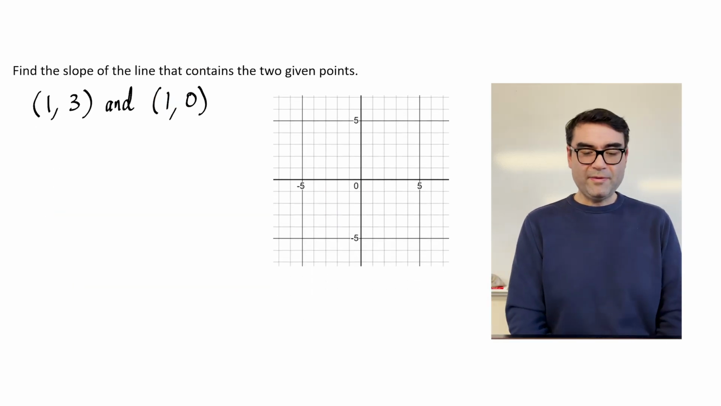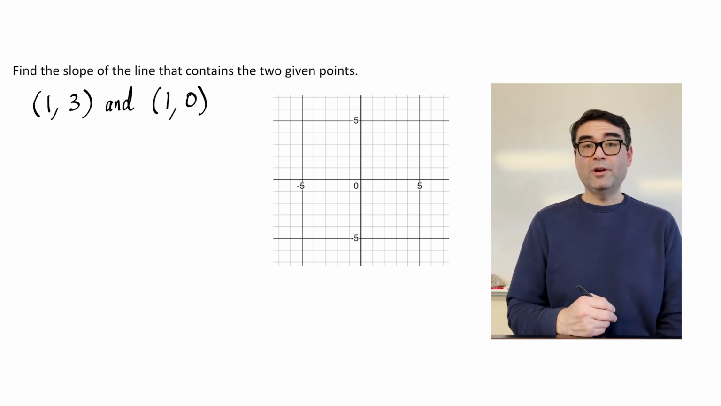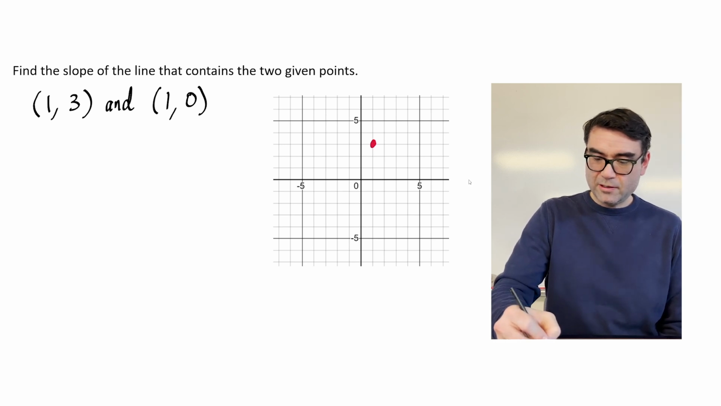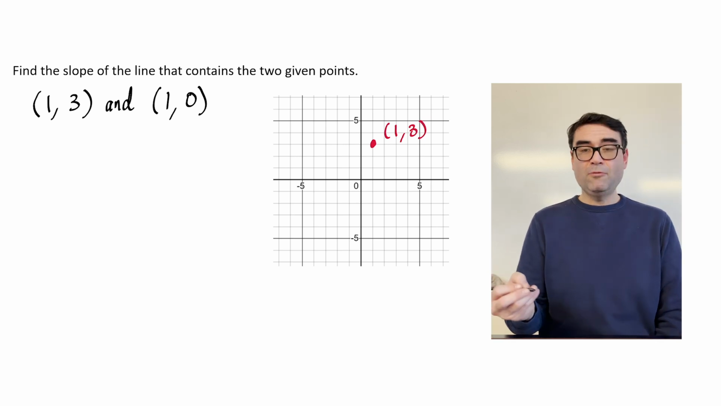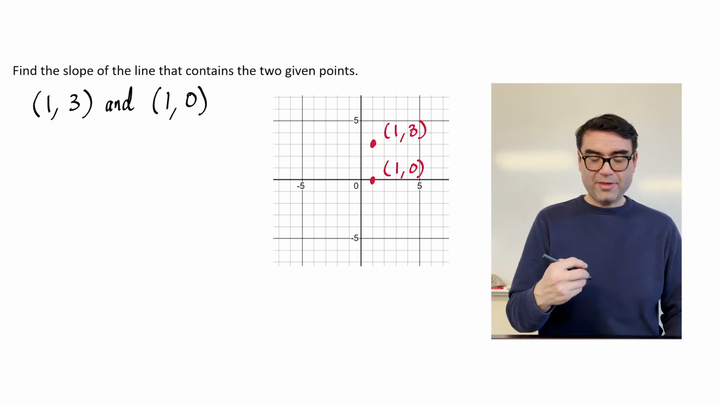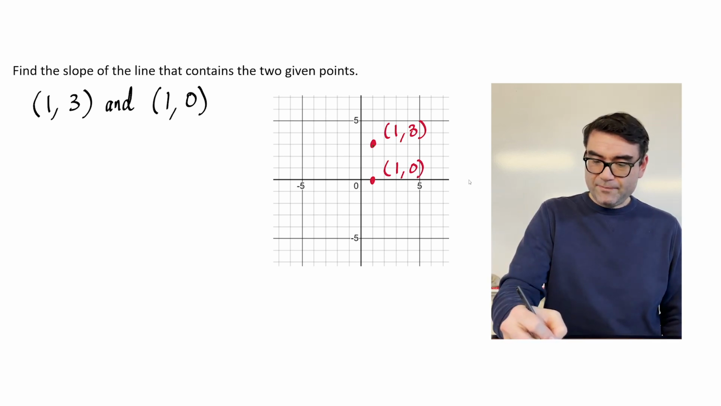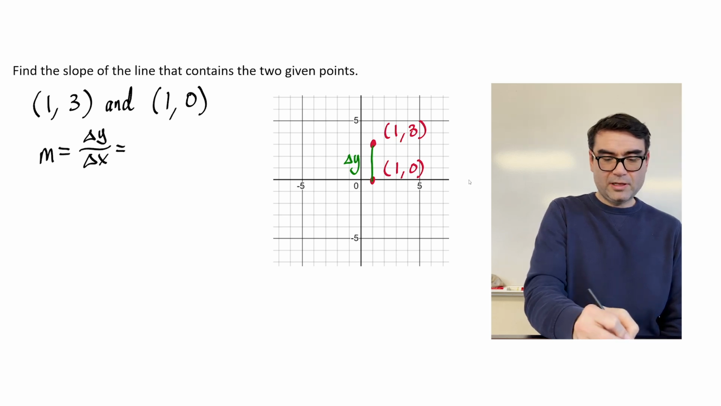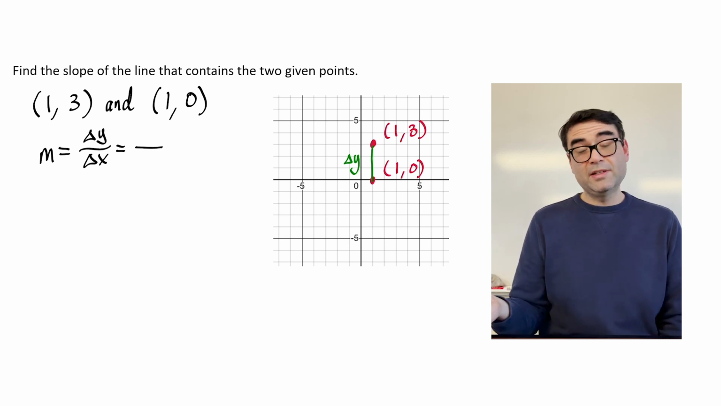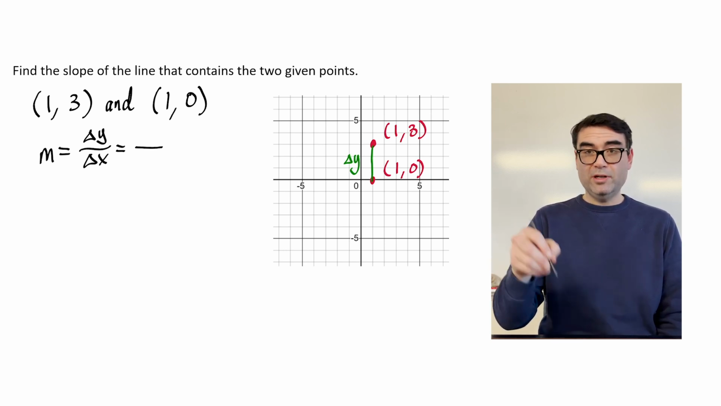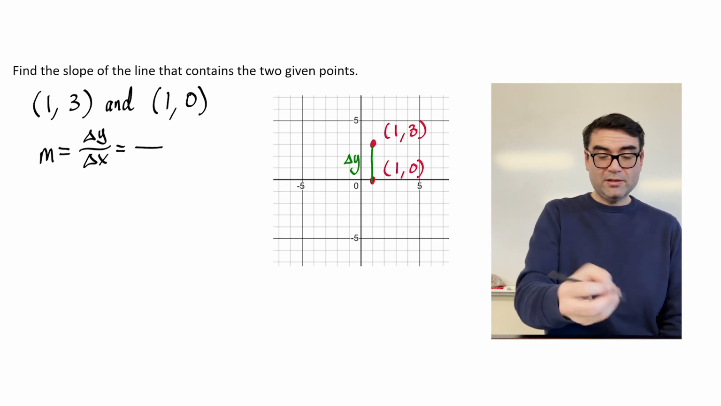Lastly, let's find the slope of the line that contains the 2 given points, 1, 3, and 1, 0. So I'll start again with the graph. 1, 3 would be the point here, and 1, 0, right here. So now, rather than having only a delta x, hopefully it's obvious that we only have a delta y in this case. Let's talk about delta y over delta x. We're going from 1, 3 to 1, 0. So technically you are traveling downward, right? To get from 1, 3 to 1, 0, you have a negative delta y. So that would be negative 3.